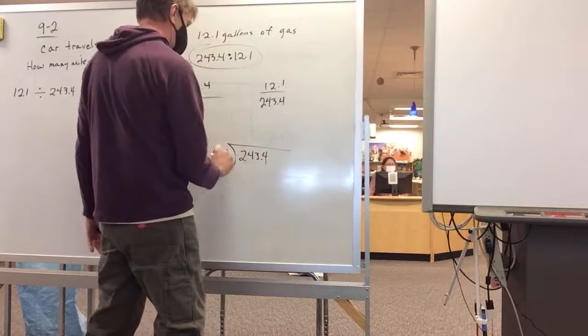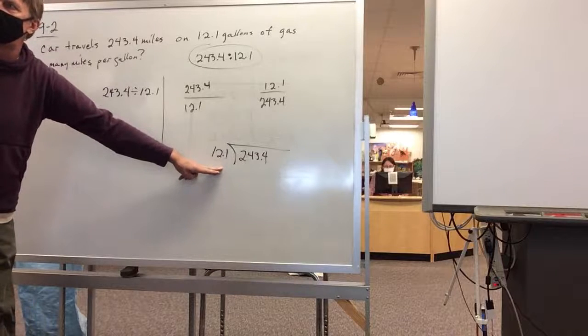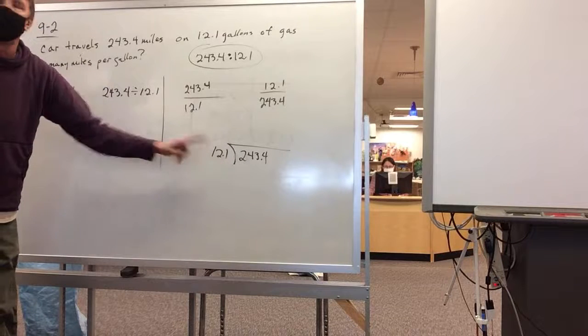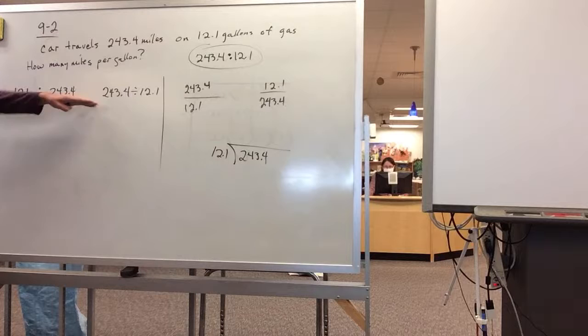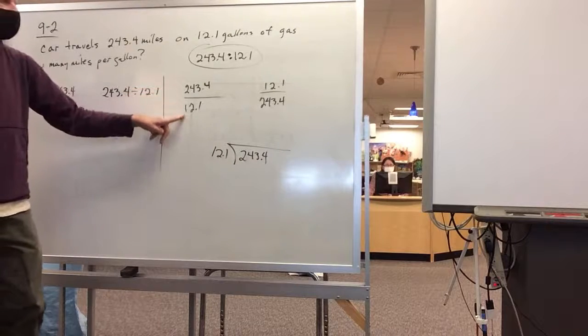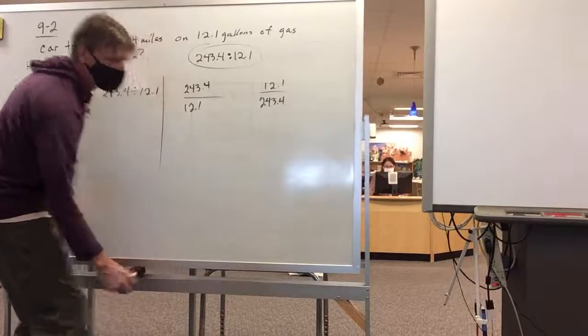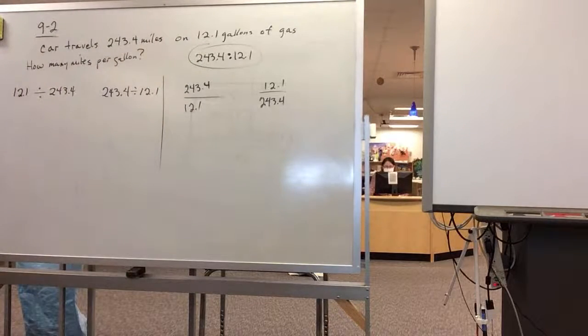243.4 and 12.1, okay? Which of these two goes with this? Left. Which of these two goes with how it's written under the doghouse? Left. The right. Top divided by bottom, top divided by bottom. Inside divided by outside.